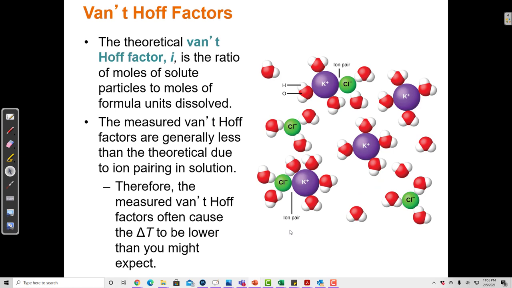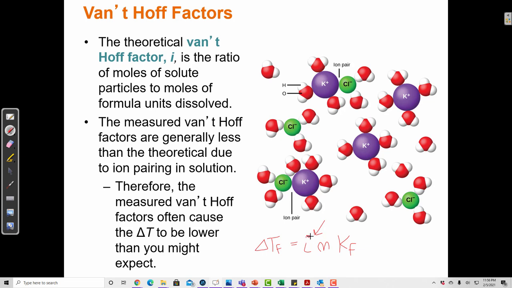So sometimes when we look at these freezing point depression and boiling point elevation equations, there's also another variable in there. So we have delta T_f, the freezing point depression, equals i times the molality times K_f. And this i is called a Van't Hoff factor.